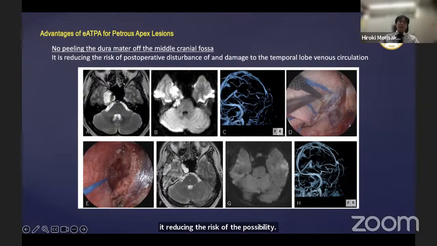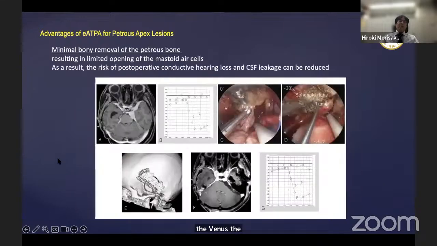This is one case of the epidermal cyst. In this case, the venous drainage appears around the foramen ovale, and we completely preserve this venous structure after the tumor removal. And the third advantage of this procedure is minimal bone removal of the petrous bone. That results in the limited opening of the mastoid cell, so the risk of the post-operative conductive hearing loss and CSF leakage can be reduced.